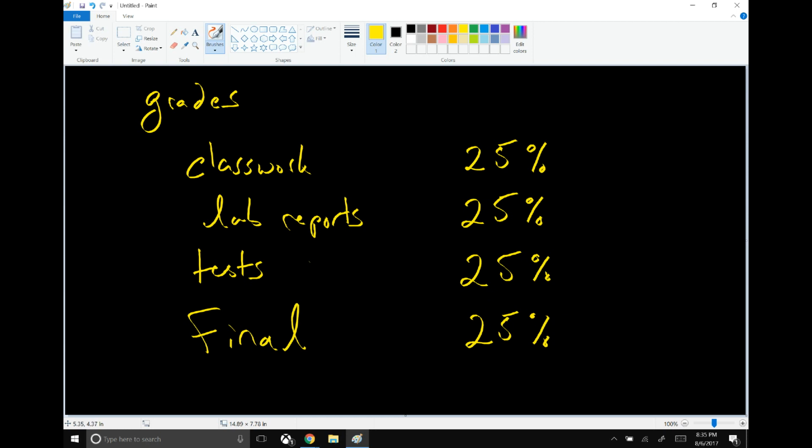So the tests, by the way, the unit tests are non-cumulative. That means that each one only covers the material since the last test. Your final is cumulative, meaning it's going to cover everything in the class.